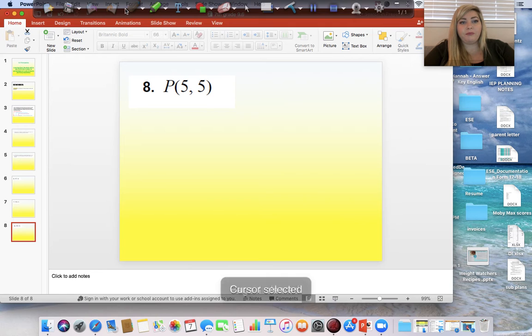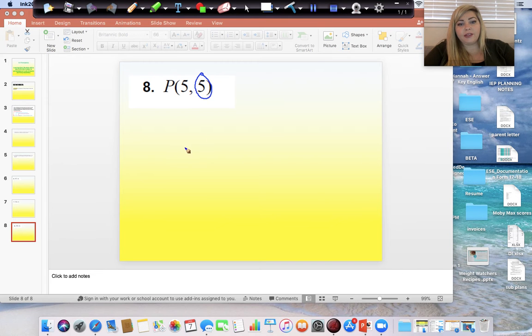Last one. 5, this tells us how many spots we have. And this number starts us off. So 5, 4, 3, 2, 1. Multiply them all together. 5 times 4 is 20. 20 times 3 is 60. 60 times 2 is 120. And 120 times 1 is 120.